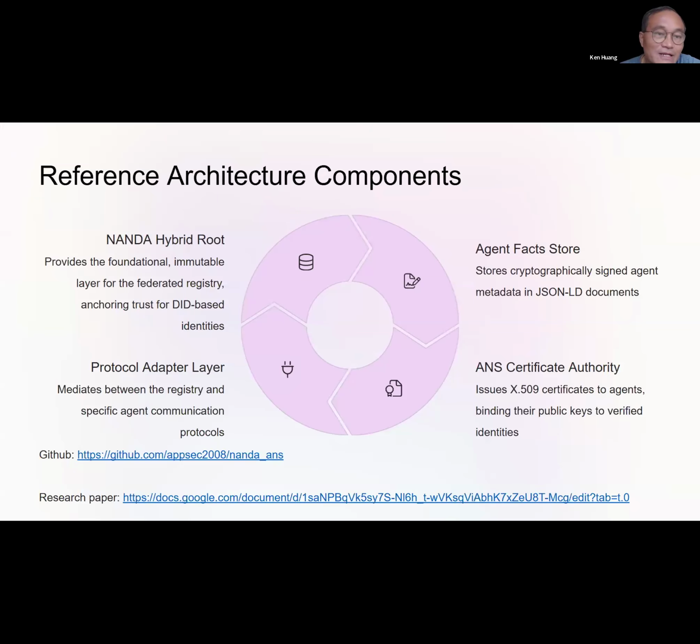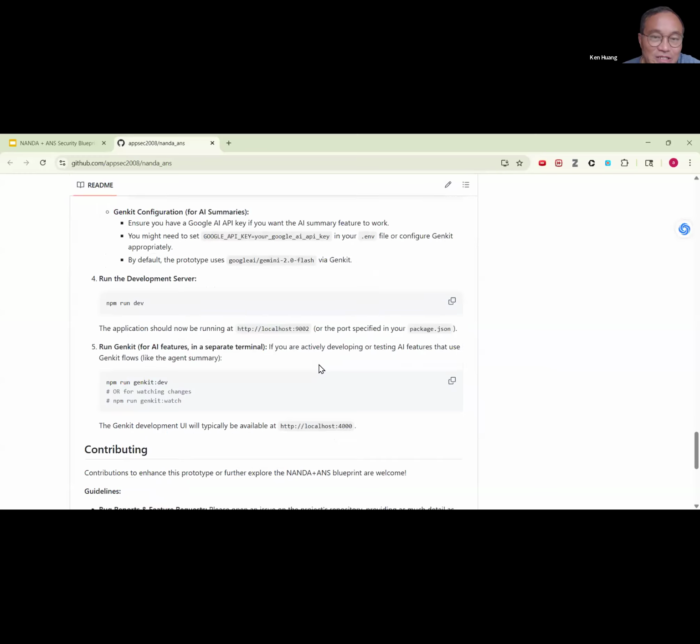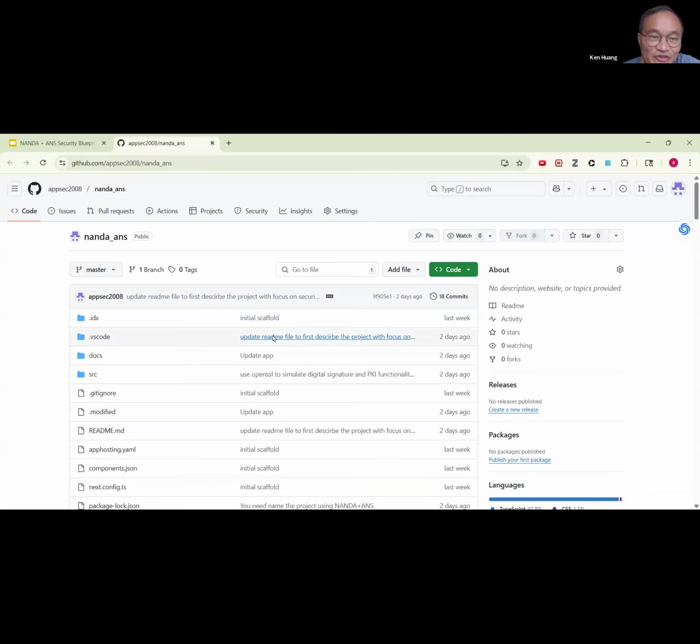So here's the reference architecture. It's basically the NANDA root and protocol adapter layer. I think Aditya talked about that a little bit. We also leverage this as well. And the agent fact store, using the cryptographically signed certificate. Yeah, so the ANS certificate. Here is the initial GitHub code. If you can see it, we have this there. That's the initial work. It's the MVP. So we welcome you to contribute.